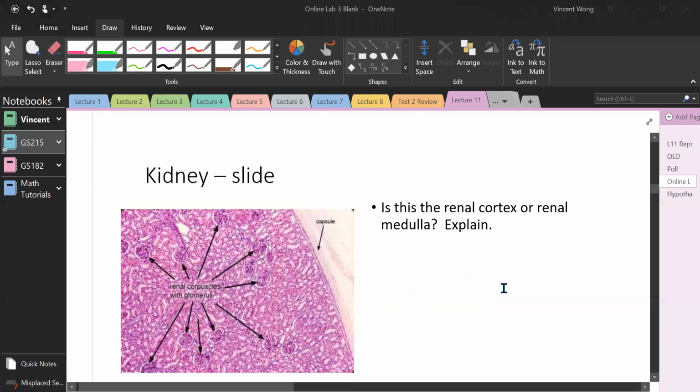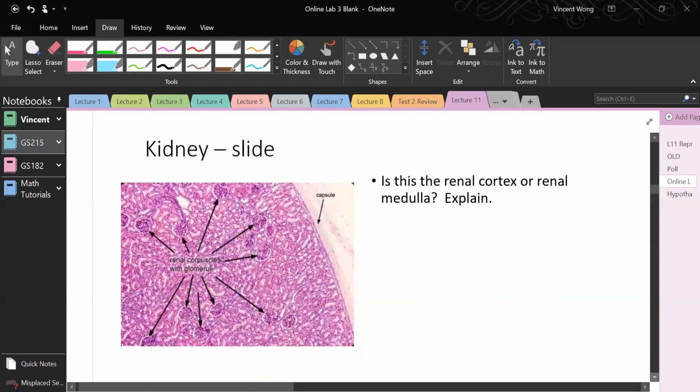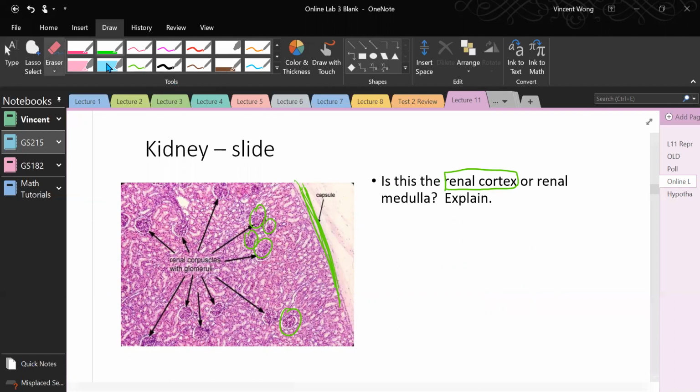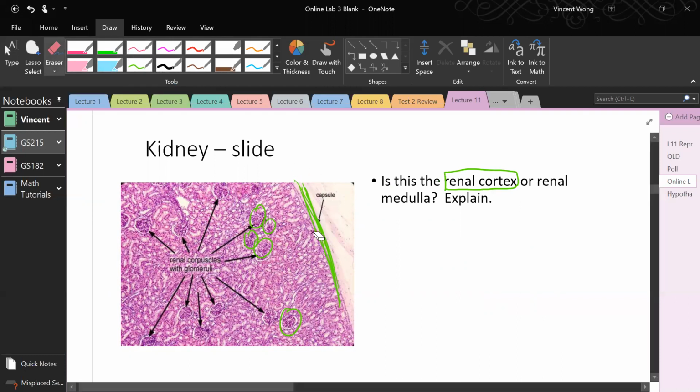Okay, next one. Is this the renal cortex or renal medulla? Well, you see all these glomeruli, and you see the capsule here. So this is the renal cortex. Even if I don't tell you this is the capsule, you should know it is the renal cortex because of all the glomeruli. If you think about the picture we drew before, this is the renal pyramid, the glomerulus goes like this, the nephron goes like this. So all the glomeruli are going to be in the cortex.